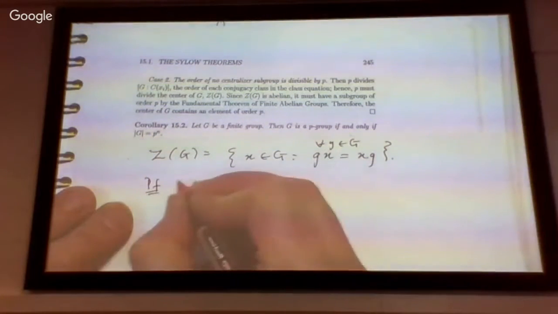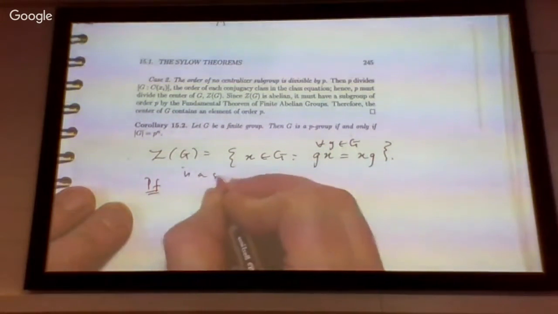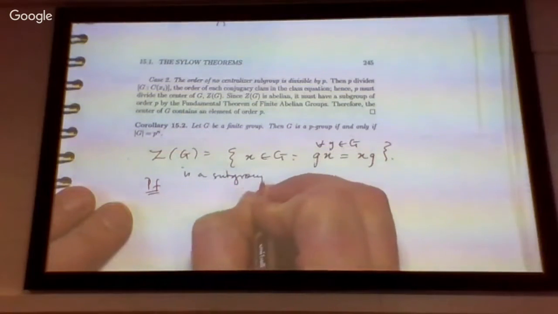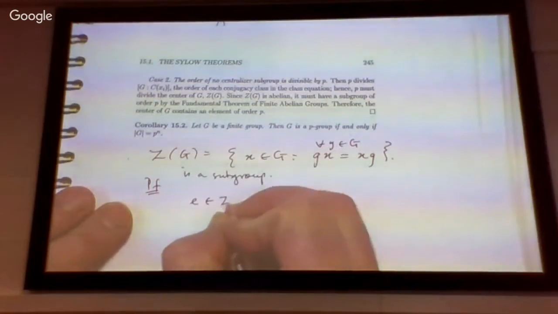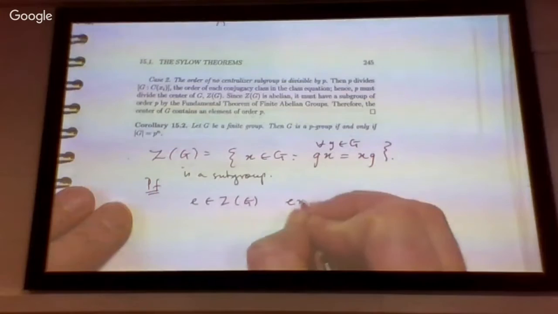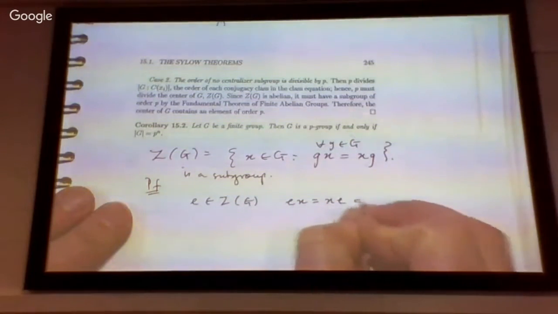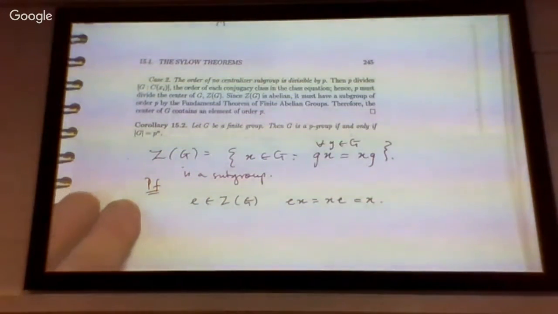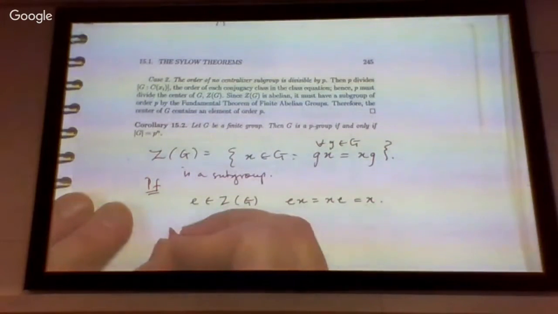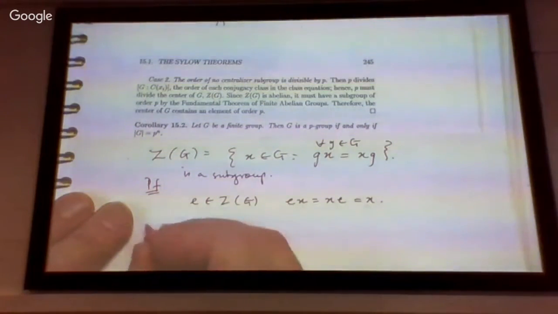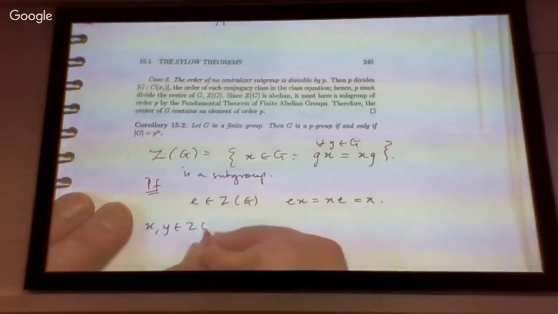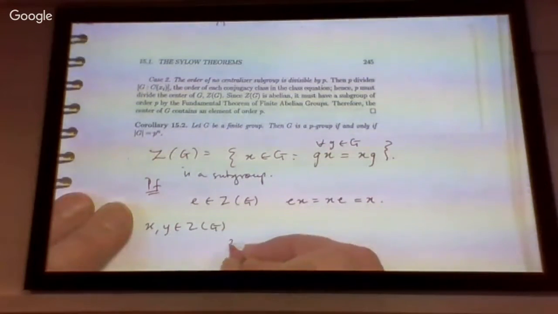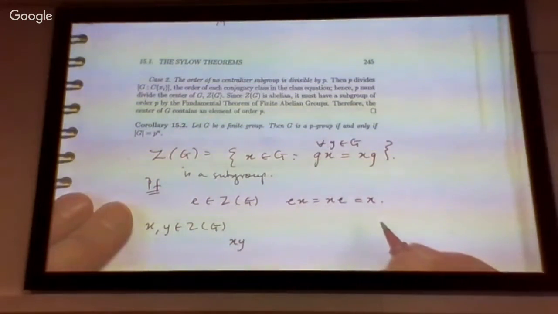So the proof of this is a subgroup. Certainly the identity E is in the center. EX is equal to XE, both equal to X. Then the product of things. So if X and Y are in the center, is XY in the center?